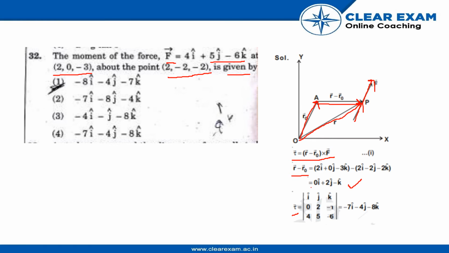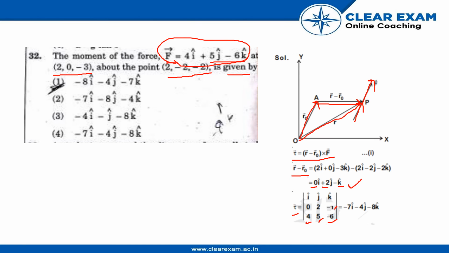So we simply put the values 0, 2 and -1 in the first block and then 4, 5, -6 in the second block. Now 4, 5, -6 is actually the force, which we can see here: 4i cap + 5j cap - 6k cap.